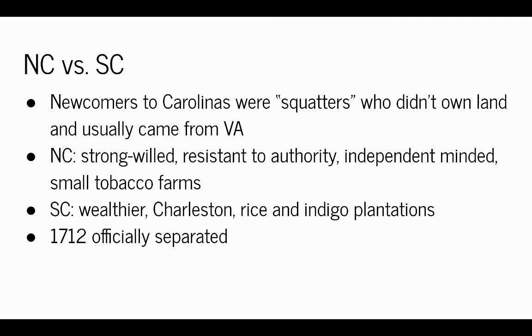So newcomers, especially to North Carolina, were deemed squatters, okay, who didn't own land, and they usually came from Virginia. And this is where we start to see the difference in attitude between North Carolinians and South. So the North Carolinians were oftentimes strong-willed, resistant to authority, least aristocratic, meaning they're not holding to titles, nobility, your caste system, if you will. And they were independent-minded, and just because of the geography, they oftentimes tended to be the small tobacco farms, okay?